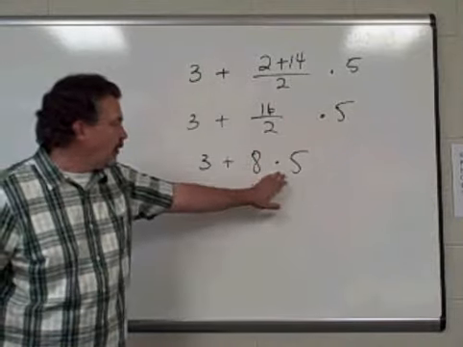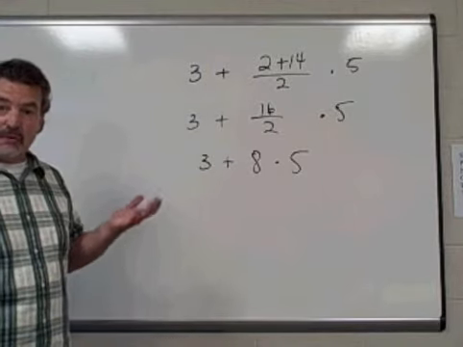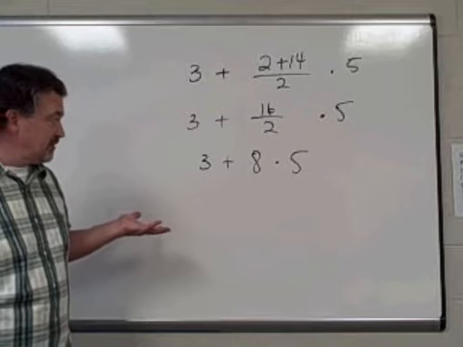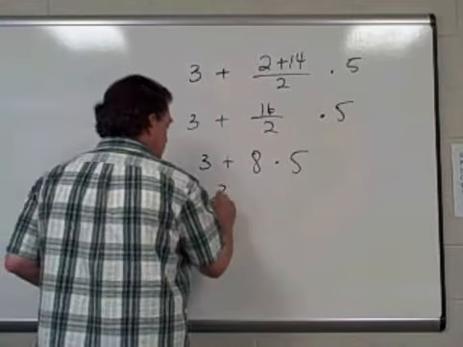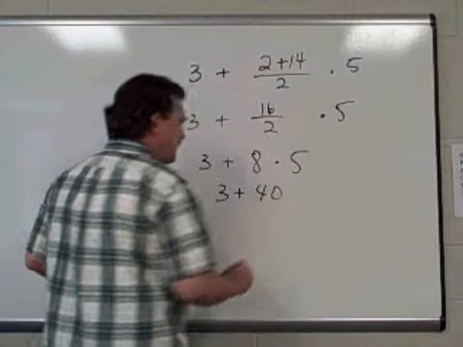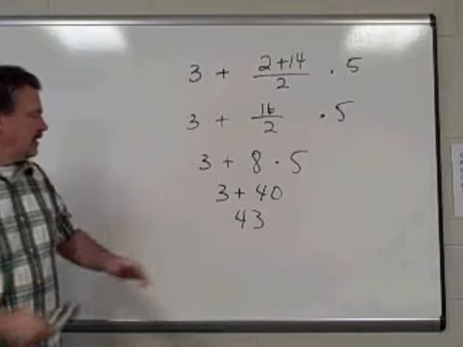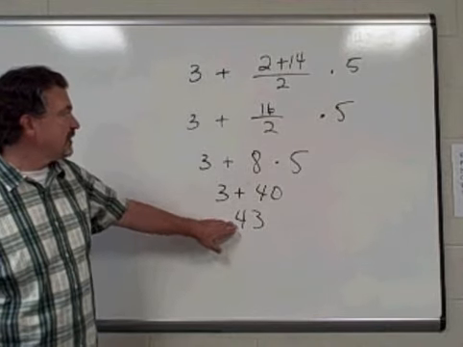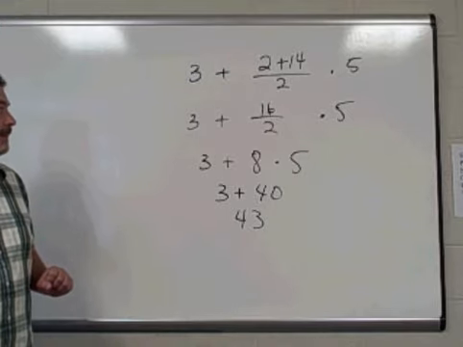And now, all we have left is an addition and a multiplication, and multiplications always have precedence over additions, so we have to do the multiplication of 8 times 5 first, and get 40, and lastly, we can perform the addition to get a value of 43 for that original arithmetic expression.